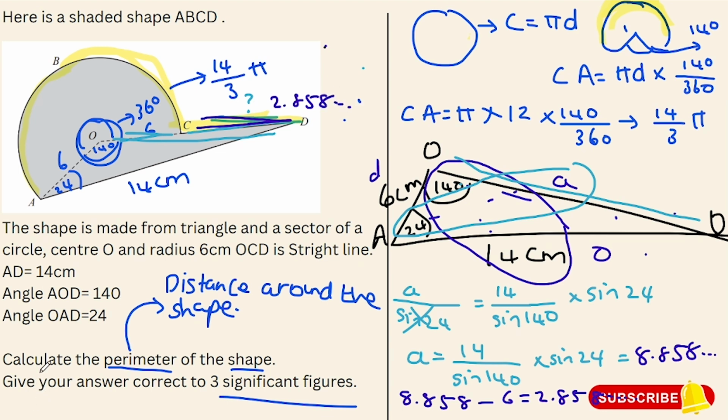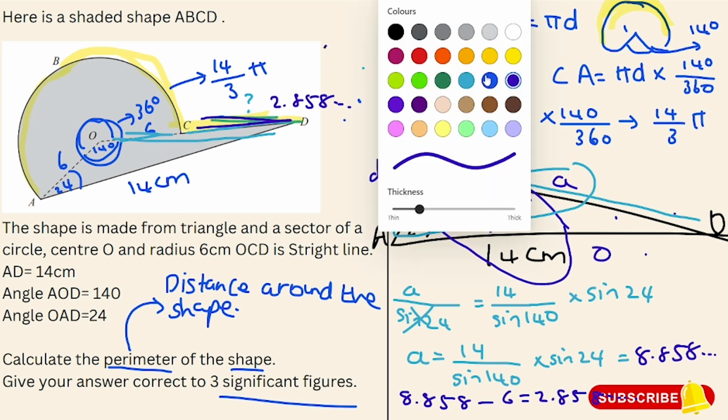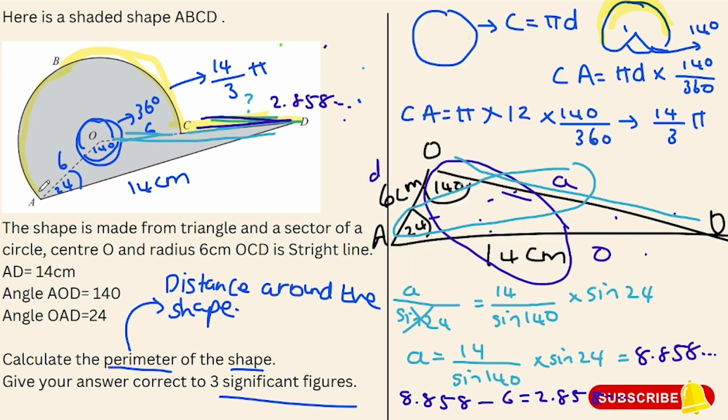Okay, so after I've done that, I'm just going to quickly add everything up together. So I'm just going to quickly get a different color pen. I know from here to here it's 14 over 3 pi. From here to here is plus 2.858... So I'll suggest you keep that as the answer, plus 14. And if I put that all in my calculator, I will get 31.5 centimeters. And that is how you will tackle this question.